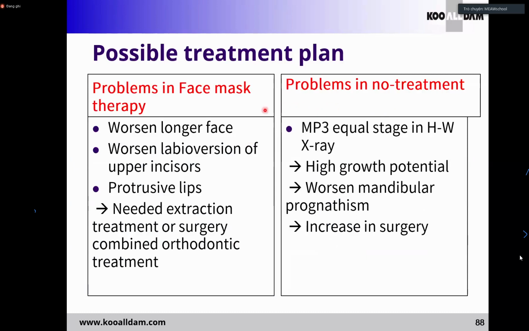So for this patient, these are the main problems in face mask therapy: a worsened longer face, and also worsened labial version of the upper incisor. And also you can see worsened protrusive lips. It means later we needed extraction treatment or surgery-combined orthodontic treatment.